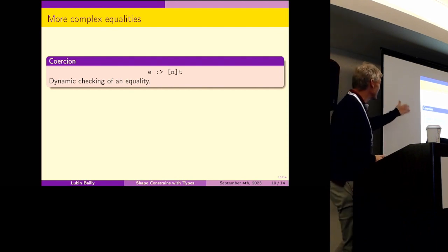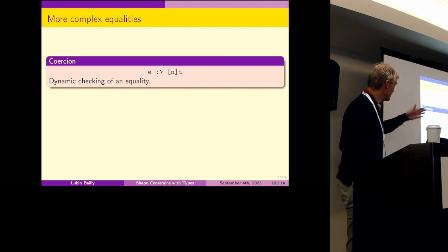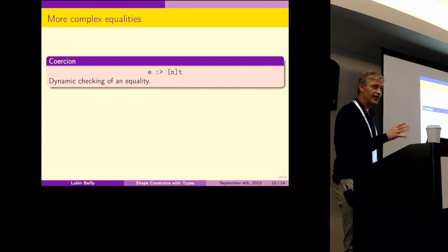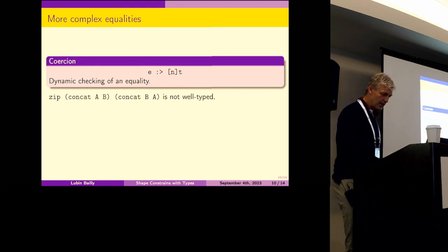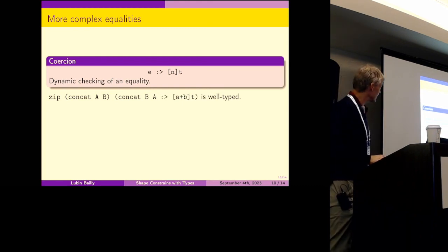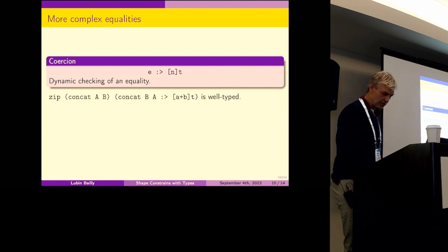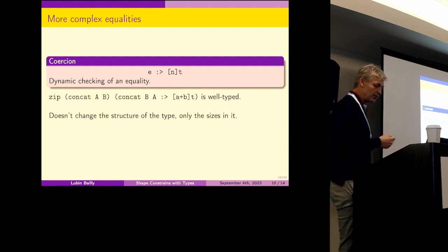So of course, one of the escape hatches here is that we need to have the dynamic typecast. In any expression E which is an array, it will of course say it has to be an array, it has to be of some size, and the elements need to be of type T, that will be checked. But the typecast here is only with respect to the sizes. Everything else is done statically. So since concat A B, concat B A is not well typed, we can now add a type constraint specifying that it is of size A plus B, and then we'll get something which is well typed. And of course, that doesn't change the structure of the type, it only changes the sizes in it.